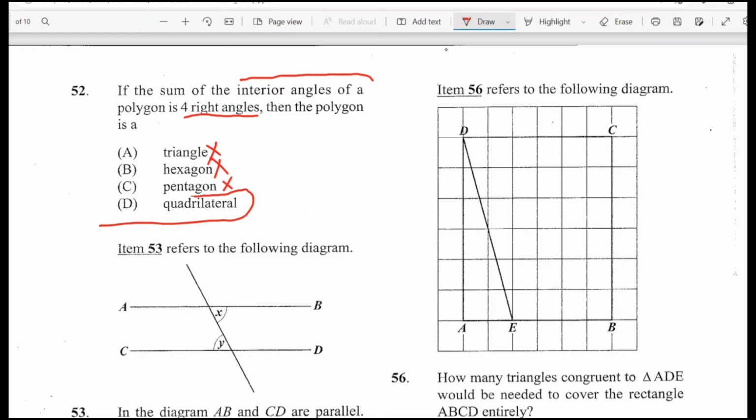Quadrilateral is a 4-sided thing, so that's it. All right, everything else is not a quadrilateral.